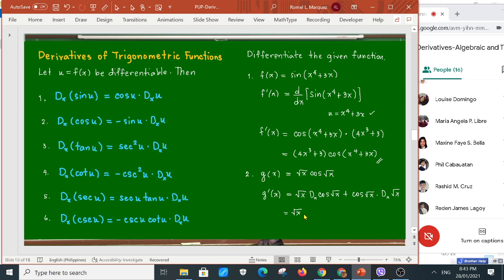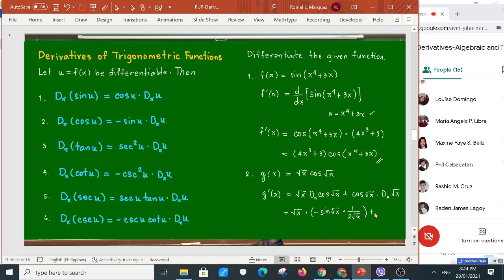But what is the derivative, Rashid, of cosine? Negative sine of square root of x. But what is the derivative of square root of x? Remember, you have to differentiate the argument or its angle. What's the derivative of square root of x? 1 over 2 square root of x. Don't forget the algebra, the derivative from algebra.